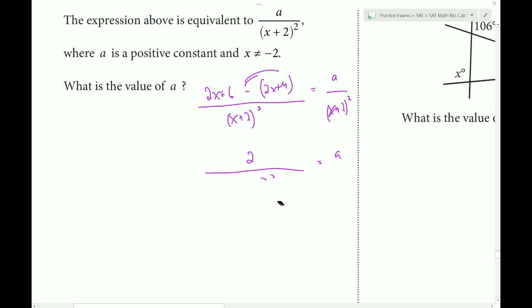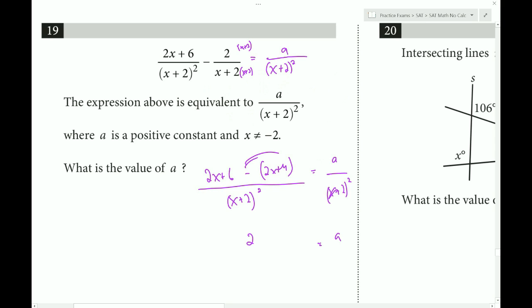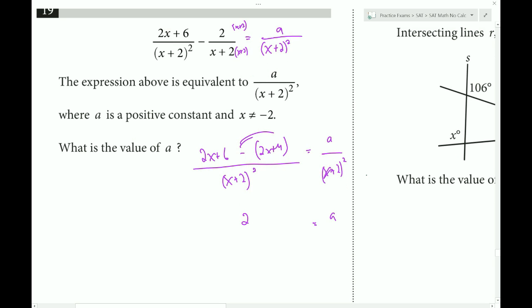So the key thing there is once you get a situation where you have bottoms all the same, you can then just disappear the bottom and just deal with the top. But anyway, you get a equals 2 as your answer.